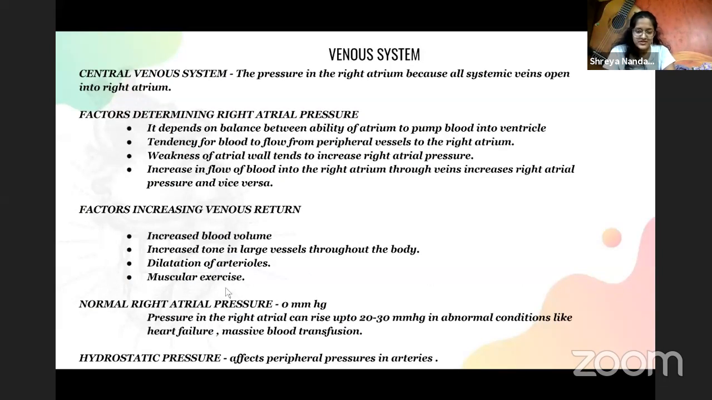Then we have the venous system. There are several factors which determine right atrial pressure. It depends upon the balance between the ability of the atrium to pump blood into the ventricle and the tendency for the blood to flow from the peripheral vessels to the right atrium. It also depends upon weakness of the atrial wall, which tends to increase right atrial pressure. Then there are factors which increase venous return, such as an increase in blood volume or an increase in tone of the large vessels throughout the body, dilatation of the arterioles, or muscular exercise.